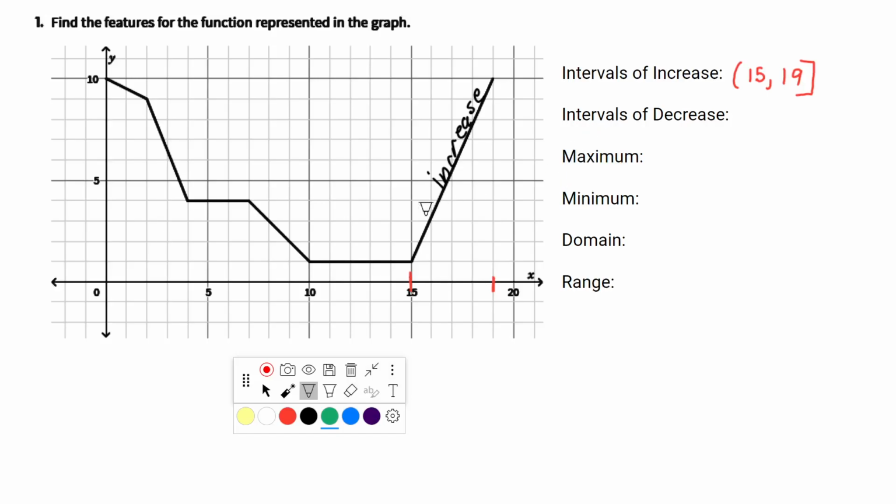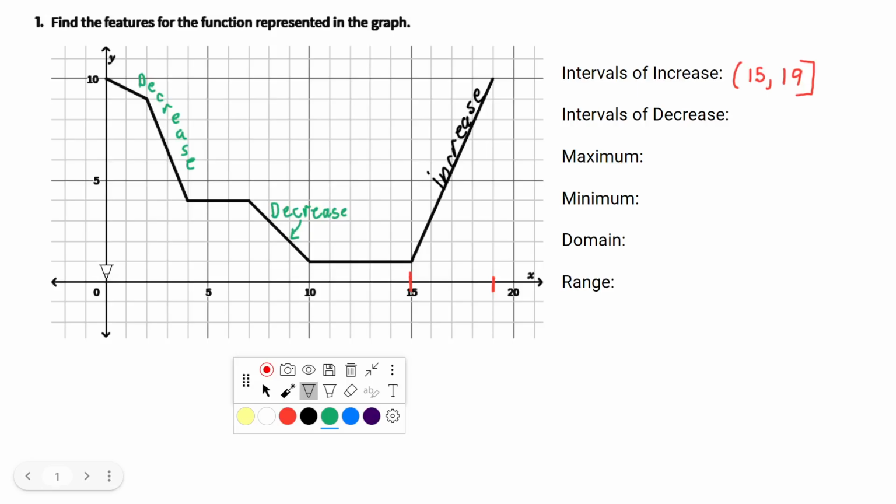When I look for intervals of decrease, I'm looking for where my graph is decreasing. So I have a section right here, but I also have another section right here. The sections not identified are constant, so there is no rate of change. There's no change in value. So I have to write two sets of intervals.